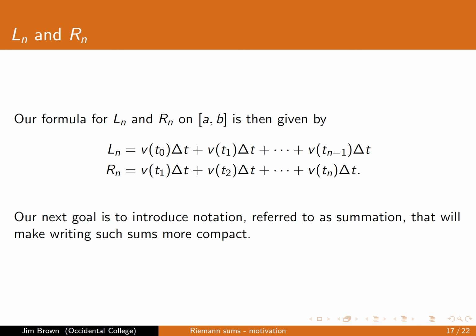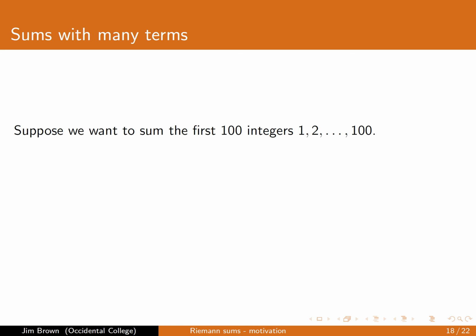So now we're going to introduce some notation that we refer to as summation notation that will make writing such sums more compact. Let's start with just a general case where we're not looking at Riemann sums anymore. Let's look at something a little bit simpler to get the hang of this. So suppose we want to sum the first 100 positive integers: 1, 2, 3, and so on all the way up to 100. The way we've been writing this up until now is we just say 1 plus 2 plus 3 plus dot dot dot plus 100, and that dot dot dot is supposed to contain all of those terms in the middle.